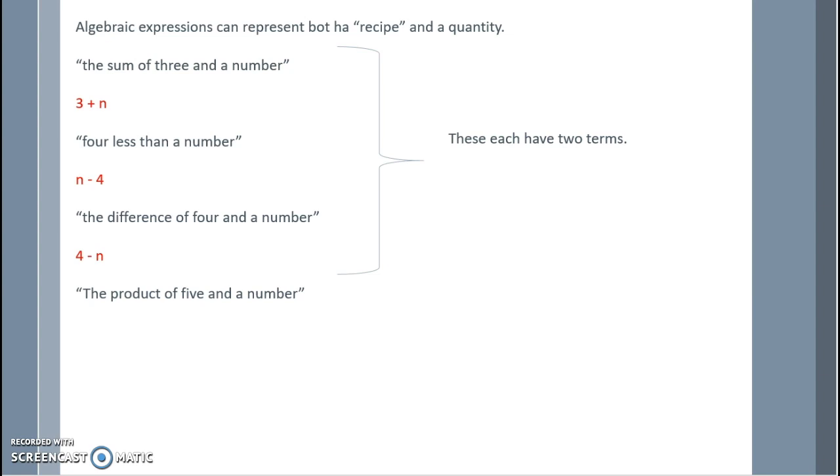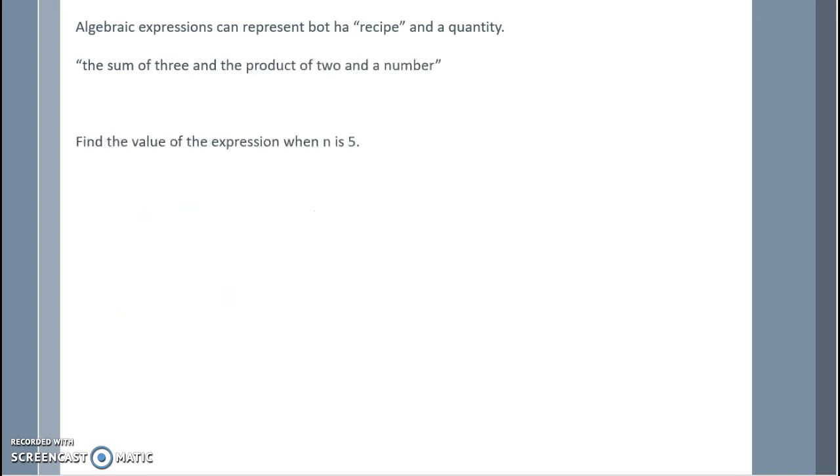The product of 5 and a number. So product means to multiply 5 and some number. You can put it in parentheses or squish them together. This one though has 2 factors. Remember, factors are pieces that we are using when we're multiplying.